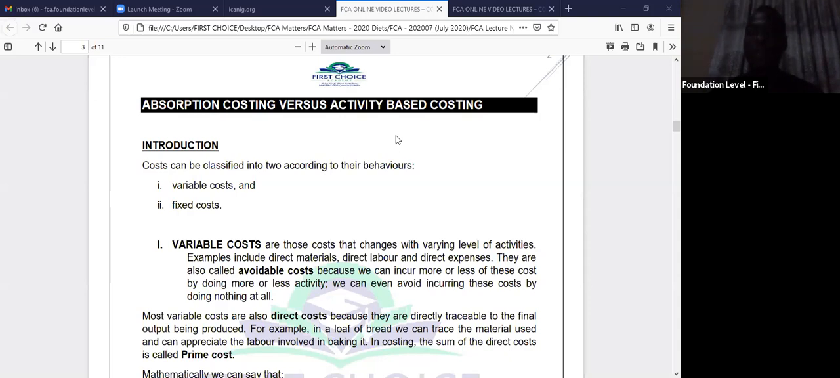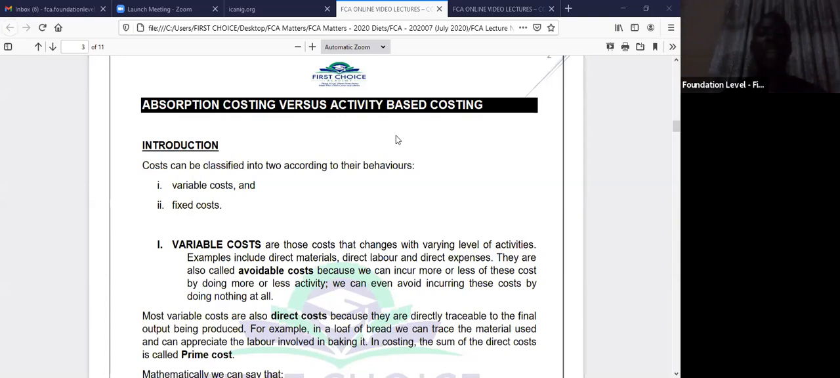Okay, so now we'll be looking at absorption costing versus activity-based costing. Yesterday when we learned relevant costs, we talked about costs that are relevant and we mentioned variable costs and fixed costs. Today we'll be looking a little at their behavior, and we'll be seeing how we can use this behavior in costing our product.